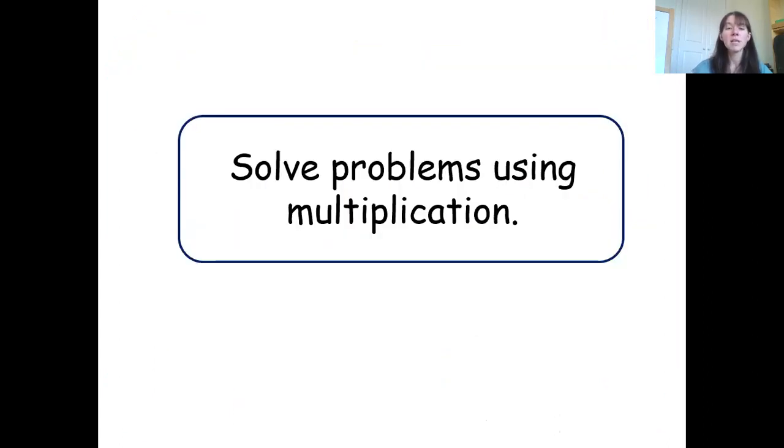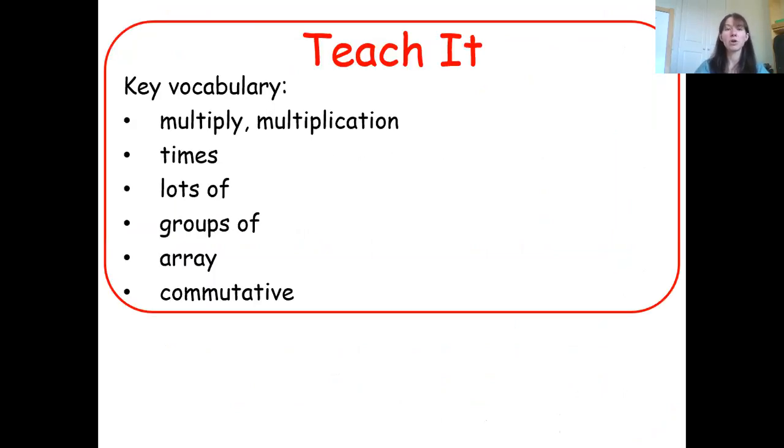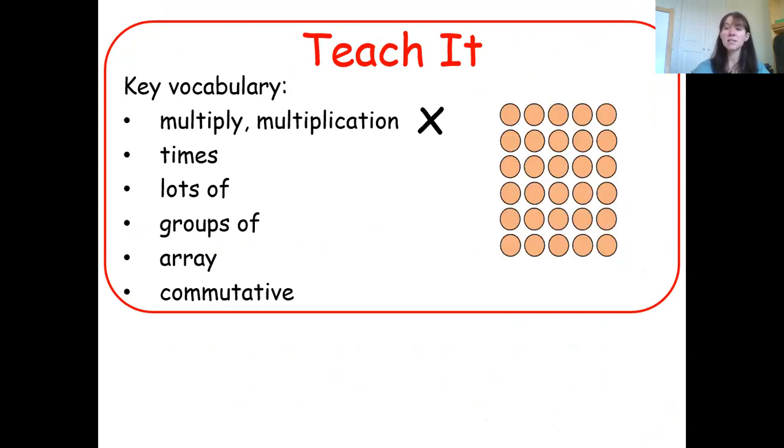All right then. So as I said, today we're solving problems using multiplication. Let's have a look at our vocabulary that we're going to be using. So we've got multiply and multiplication. There's nothing new there. We've got times, lots of, groups of, nothing new there. We've got an array, still nothing new. So that's how we can show the calculation with our dots. And then we've got that word that I struggled to say last time, commutative, which means we can switch it around. It doesn't matter which order we do it in for multiplying.